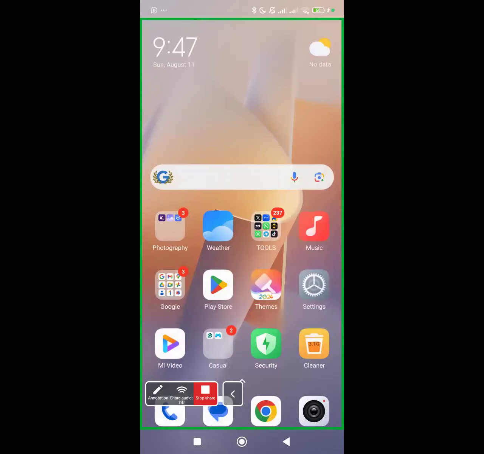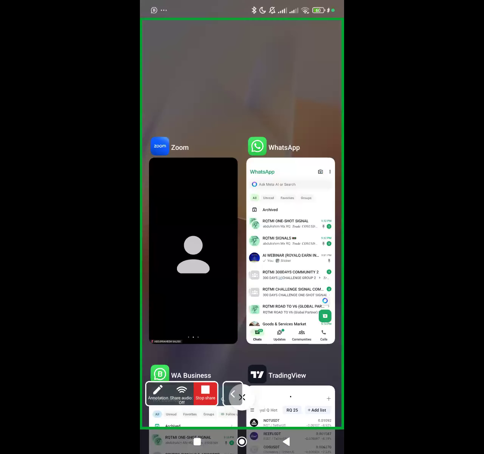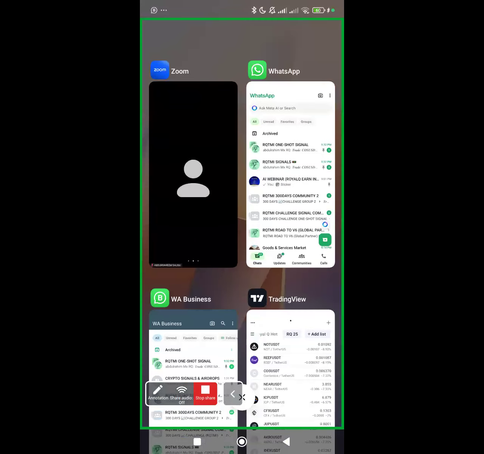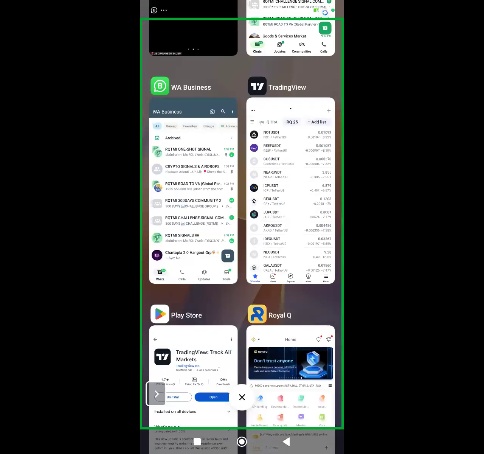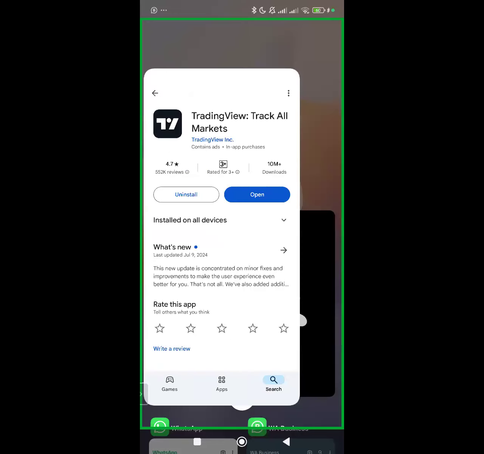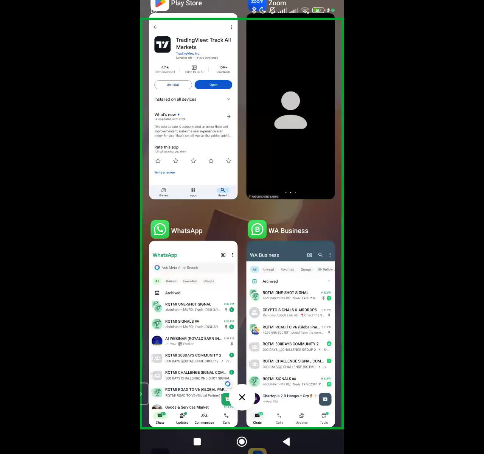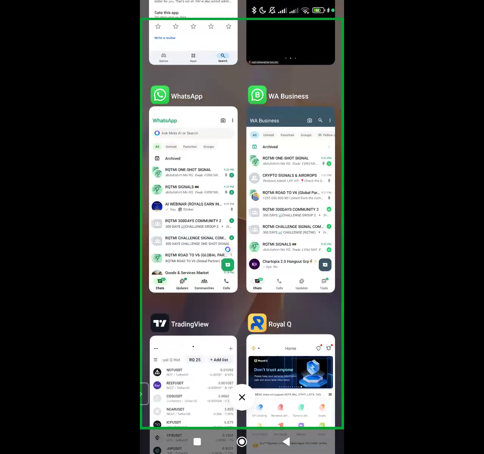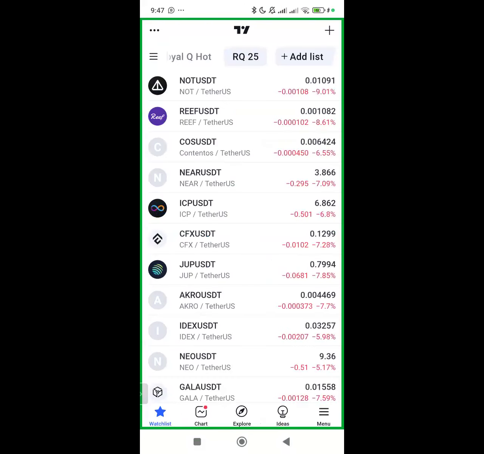All right, so the first thing is to install the TradingView app, for those who don't have this app installed. That was what Coach Salisu was using. Go to Play Store, install this app, and ensure you create an account. You can use your Gmail to sign in, and then you open it, and you add those 25 volatile coins, the RQTMI recommended volatile coins. There are 25 in number. Now, this is TradingView, and these are the 25 coins already added on my watch list.